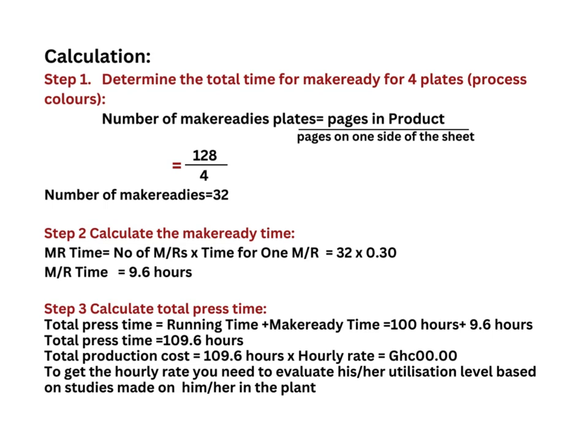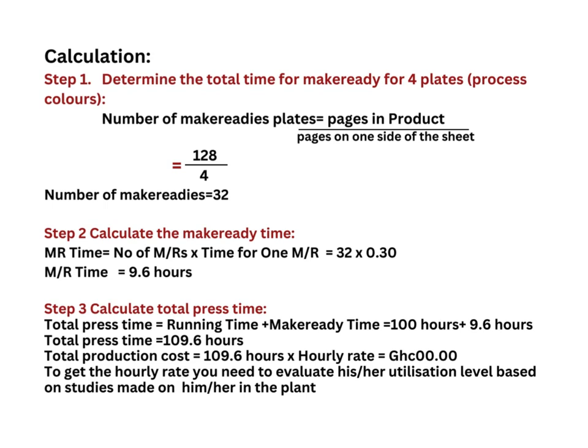The total press time is equal to running time plus make ready time. You see, the time of printing when you are in full gear is the running time, and the make ready time is the setting up. The make ready time does not actually give you a sale, but it is part of the production cost. So that equals 100 hours plus 9.6 hours. The 100 hours is what we calculated last week, in the last video.